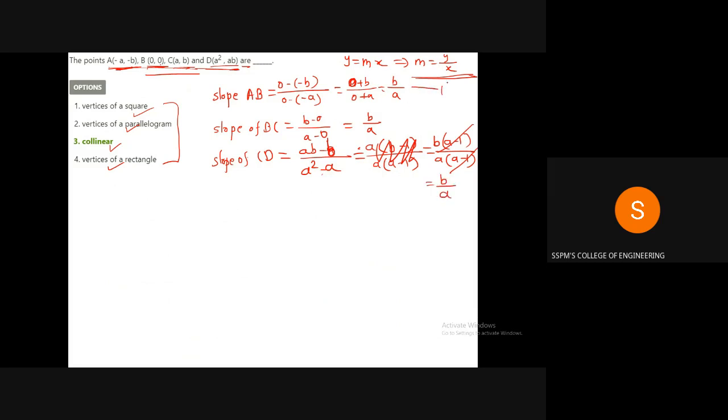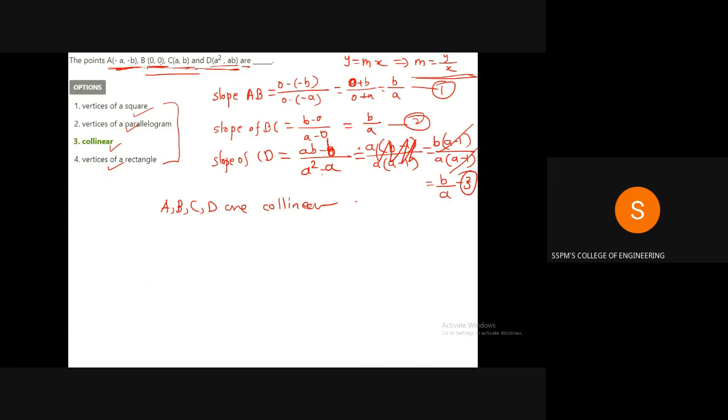So all these slopes, this is first, second, and this one is the third slope. All of them are equal. So what is the property? All the slopes are equal. That means A, B, C, D are what? They are collinear. Okay, they are collinear.